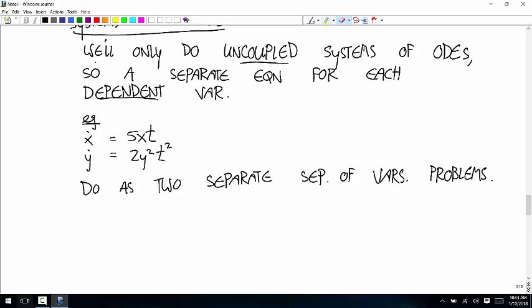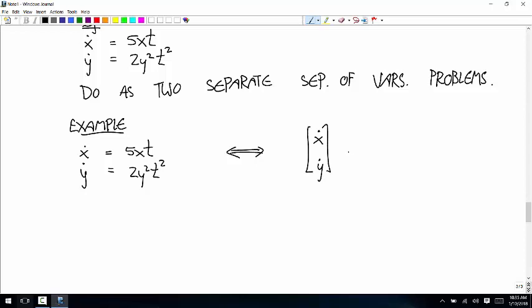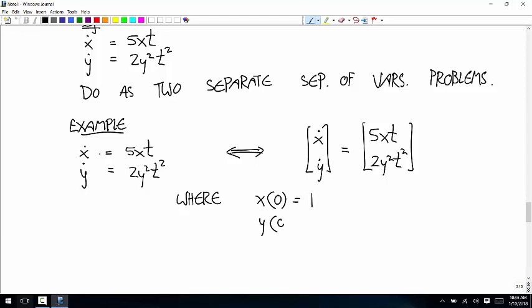Okay, so let's do this one. So let's say x dot is equal to 5xt, y dot is equal to 2y squared t squared. By the way, you could see this as a vector equation. And that just means the exact same thing as what I wrote. Where the boundary conditions are x when time is equal to 0 is equal to 1, and y when time is equal to 0 is equal to 5.